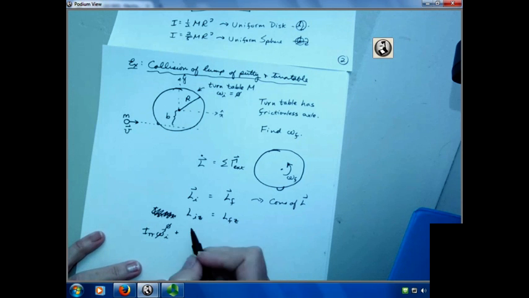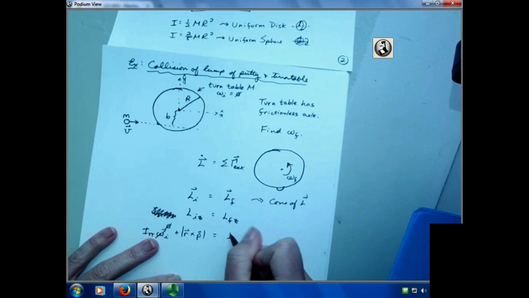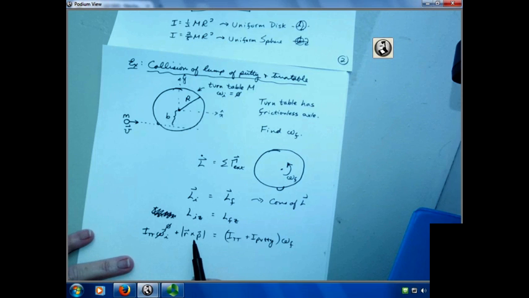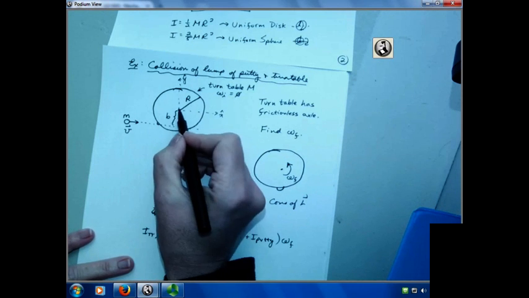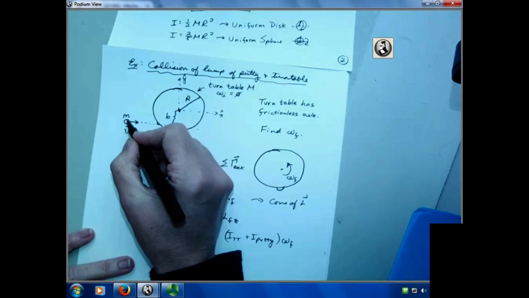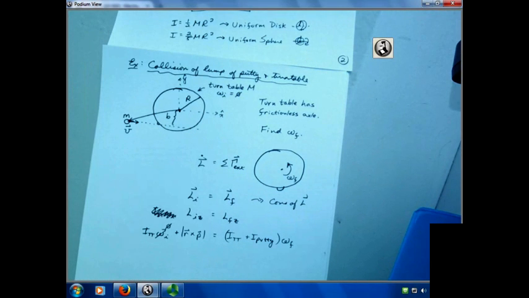So I have here R cross P, magnitude. And that is equal to I of the turntable plus I of putty, because then they're rotating together at some omega final. Now I need to think about this R cross P business. My origin for this problem is the center of the turntable. So R is my vector that extends from there to the location of the center of the lump of putty. So there's my R vector.